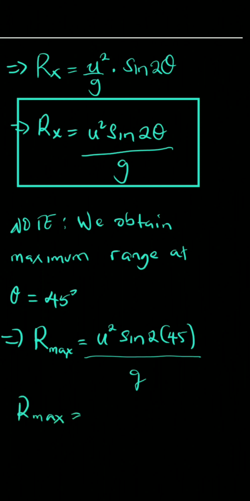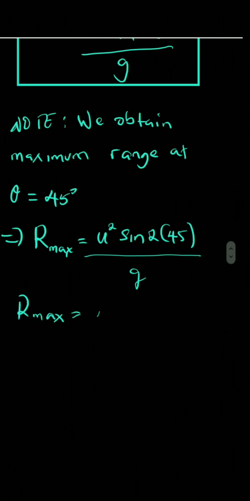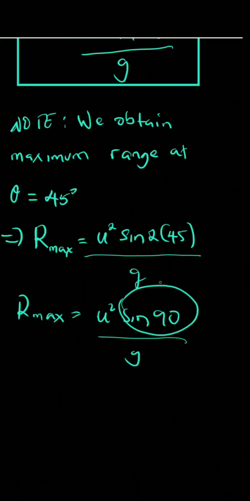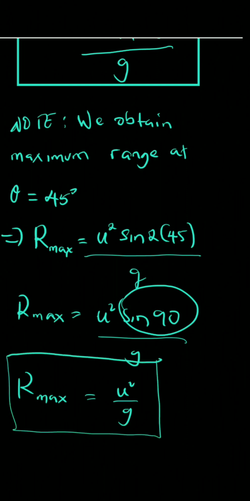Okay, so this will give me the maximum range equal to u squared, then we multiply 2 times 45 to give us sine 90, over g. Now, if you punch in the calculator, you get that sine 90 is the same as 1. Hence, we get the maximum range to be equal to u squared over g. So this is how you obtain the maximum range in a case where you are required to do so.